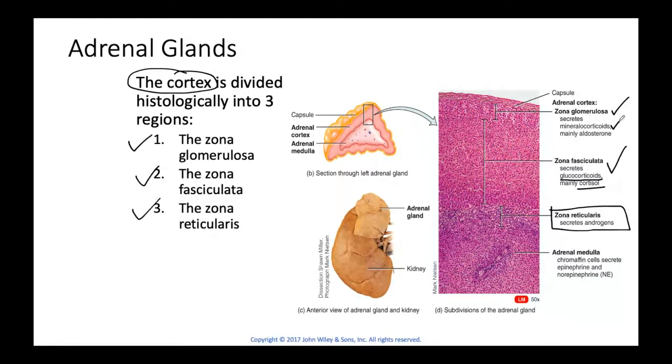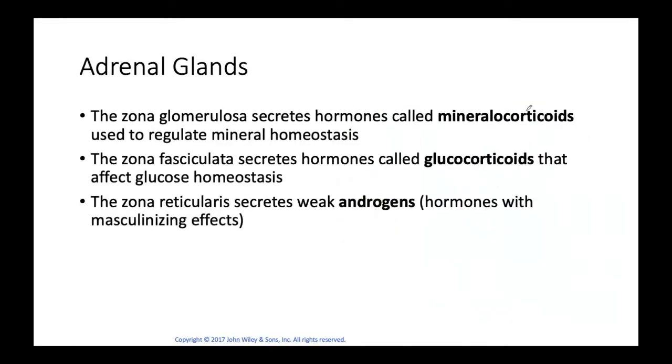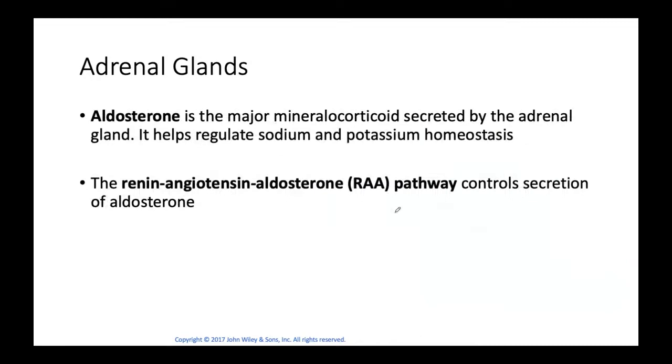Again, it's a little bit different than the glucocorticoids, right? The glucocorticoids are cortisol, cortisone, corticosterone. The mineral corticoid, when you think of mineral, we're thinking sodium, and that's the job of aldosterone. So the mineral corticoid is going to regulate mineral homeostasis. We're thinking sodium, which is aldosterone. The glucocorticoids affect glucose homeostasis. We're thinking cortisol, cortisone, corticosterone, and then the innermost portion is going to secrete androgens, which is going to have more of a masculinizing effect.